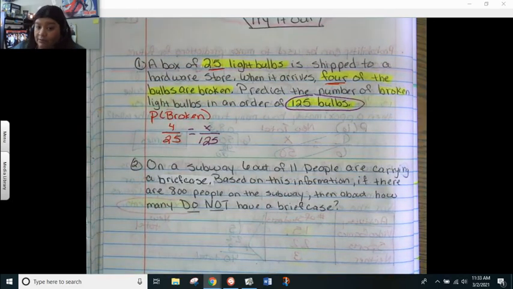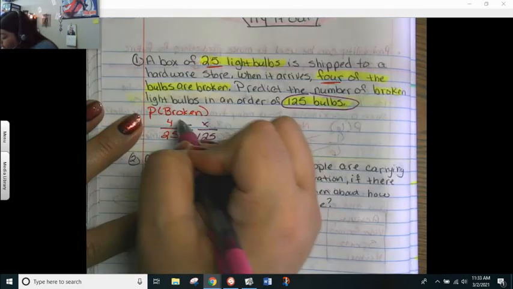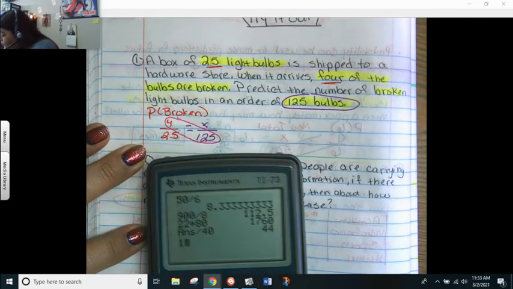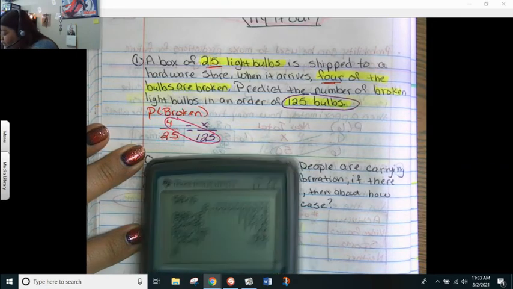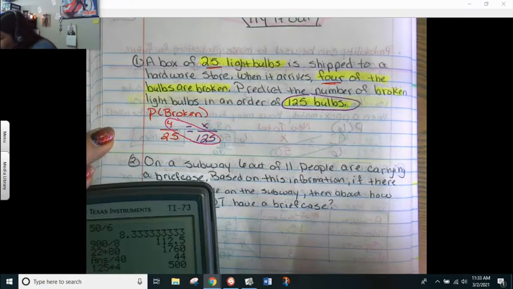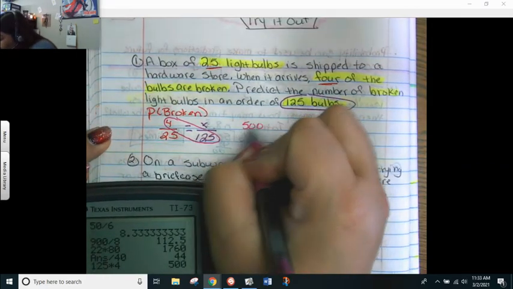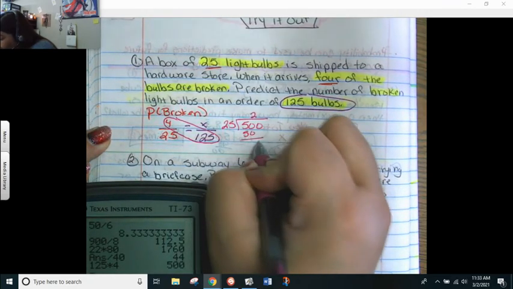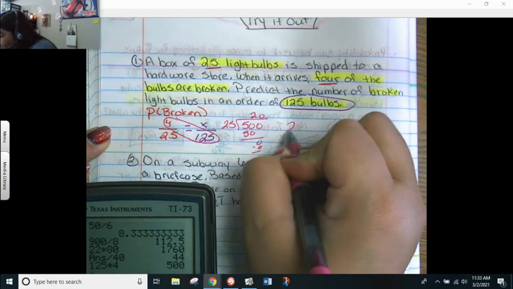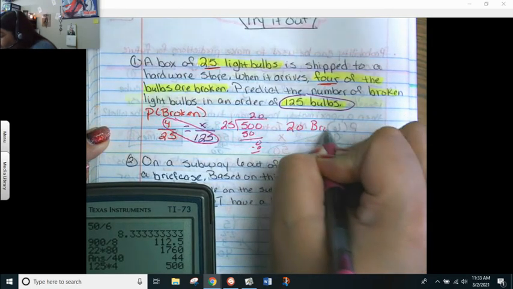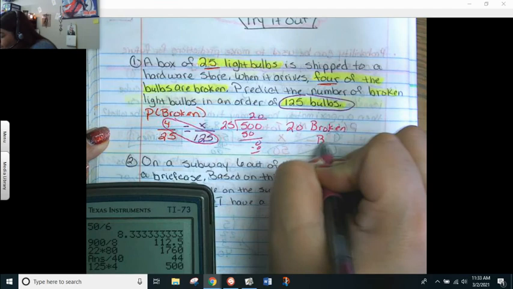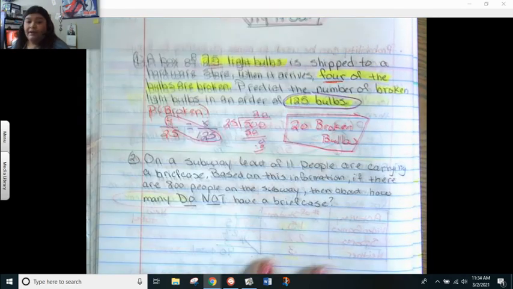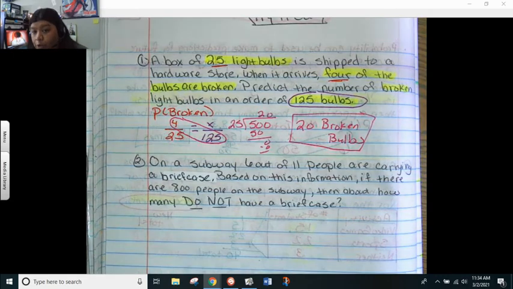So if you saw the shortcut, you probably did the shortcut. If not, that's okay. You're just going to cross multiply 125 times 4. It gives you 500, see? Divided by 25 gives you 20 broken bulbs. Okay, so you should have gotten a prediction of 20 broken bulbs.